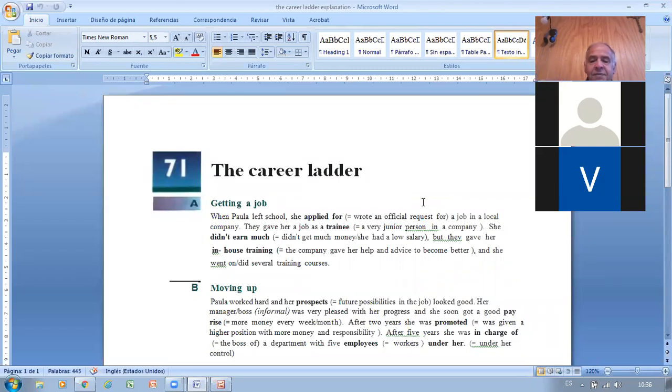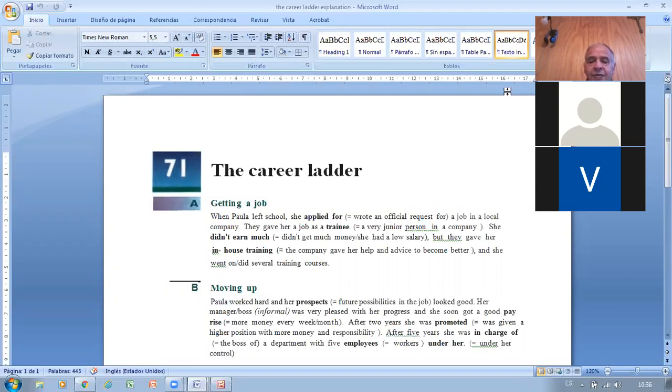After 5 years, because she started learning pretty fast, she was promoted. First, she got a pay rise, and then she was promoted. And then after 5 years, she was in charge of, meaning she was the boss of, a department with 5 employees or 5 workers under her, meaning under her control, right?